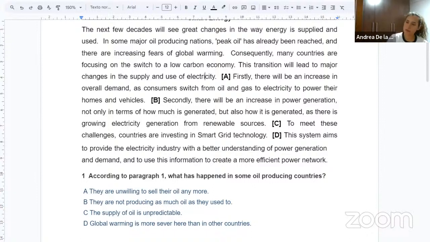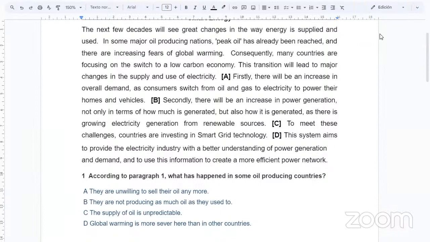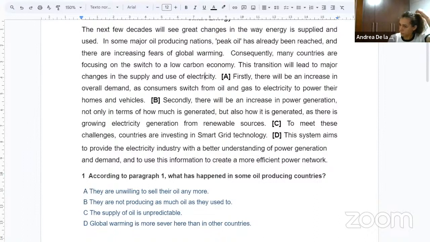Okay, guys. So what do you think? What has happened in some oil producing countries? I think it's A. Okay. Do you guys agree? They're unwilling to sell their oil.